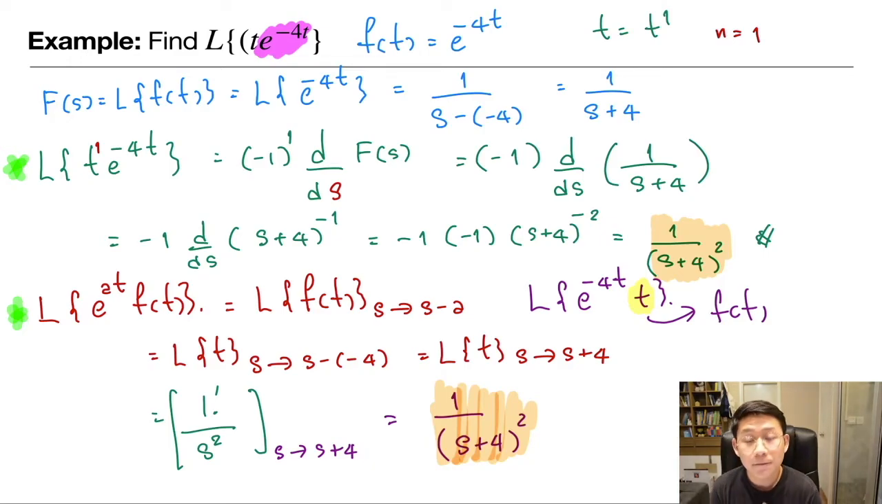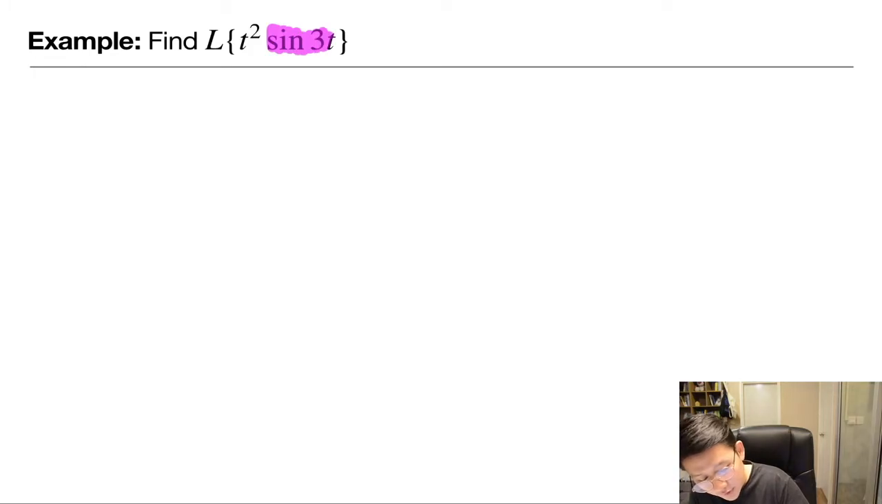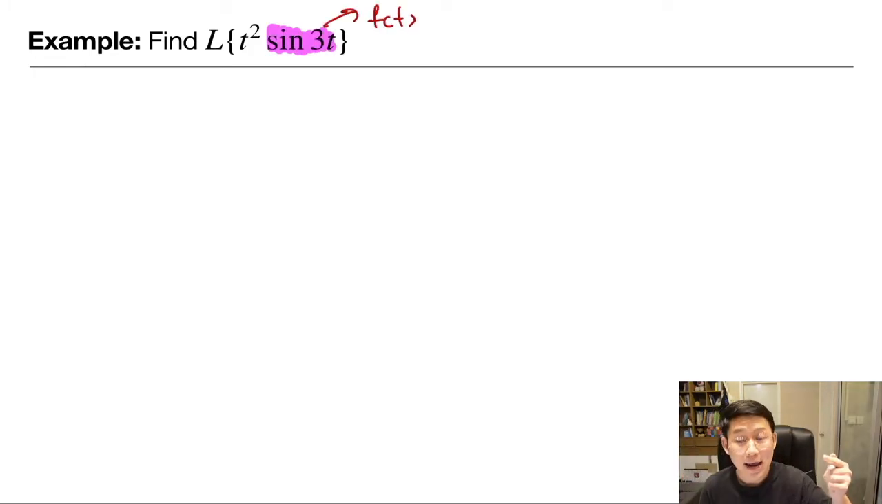But for some other questions, maybe you can't actually choose. For example, this question: find the Laplace transform of t squared sine 3t. In this case you can't choose, right? There are no other choices. So you need to pick this as f(t), and you get t squared.